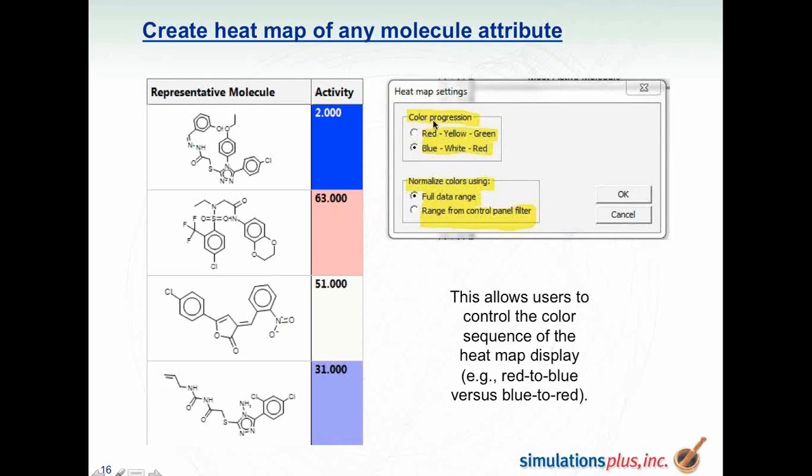However, you have the option of changing the direction of the progression as well. As you can see here, this is the percentage inhibition. So here it's only 2%. This is a lower activity, whereas 63% is a higher activity, and 51% and 31% are somewhere in between. So you can see the range of colors, and quickly that will help you identify the most active compounds and the least active as well, and anything in between.